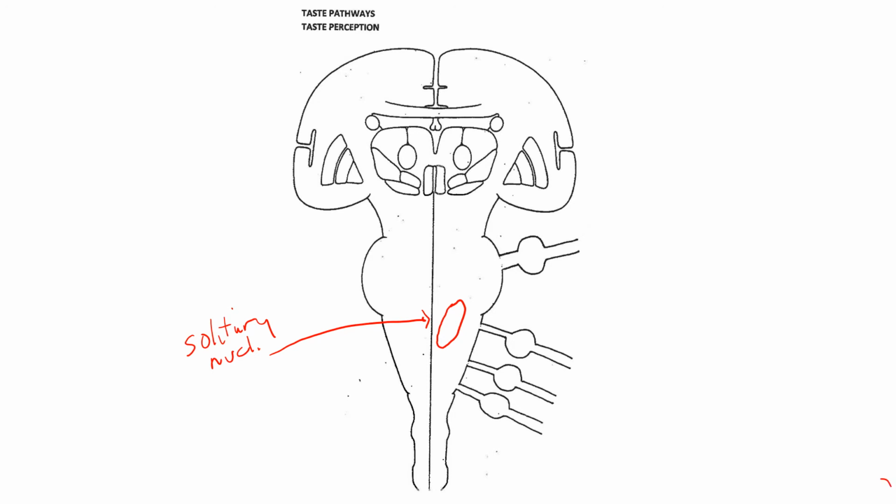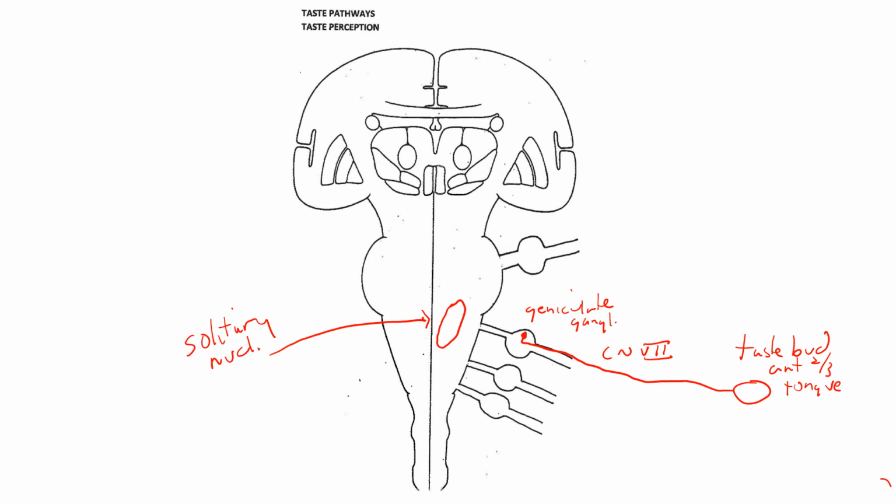So first of all, I'm going to have a taste bud. And that taste bud is going to be found in the anterior 2/3 of the tongue. That taste bud is going to come in through cranial nerve 7. It's going to have its cell body in the geniculate ganglion, where it will project then to the solitary nucleus.